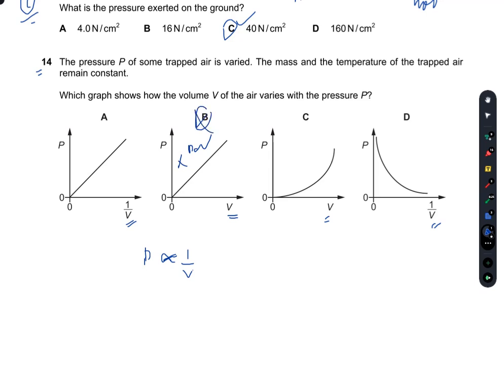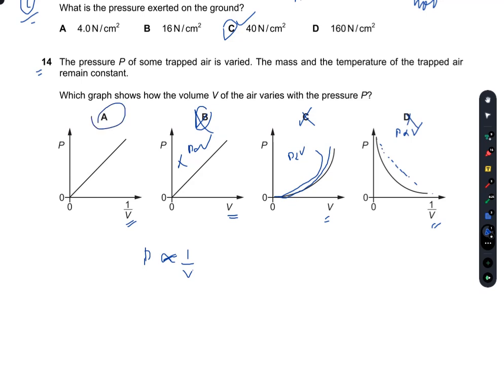Similarly, C shows an uneven relation. P into V is increasing, then it decreases. So C is also incorrect. And in D, the pressure is somehow directly proportional to the volume, because this graph is a testament for this. So D is also incorrect.